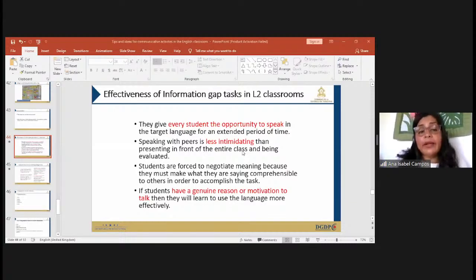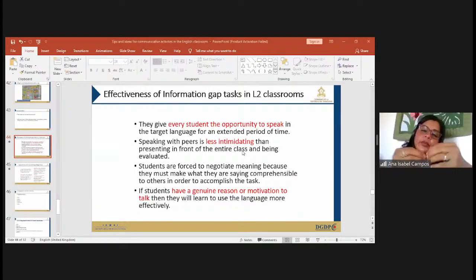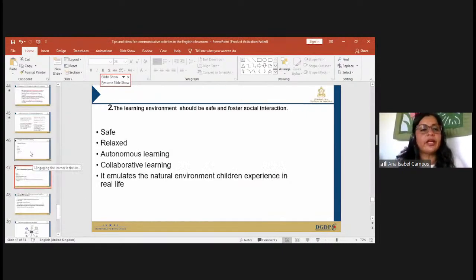So when we are using information gaps, the good thing is that students are interacting among themselves. They are not really afraid of being in front of everybody, speaking. So that is a benefit. And besides that, they have a real reason for communication, right? We are creating a situation that gives them a reason for speaking. That reason should be realistic, something that they can do in the real world.